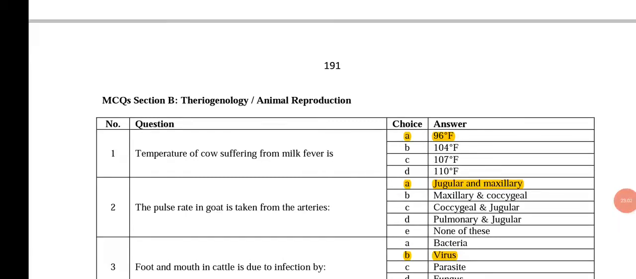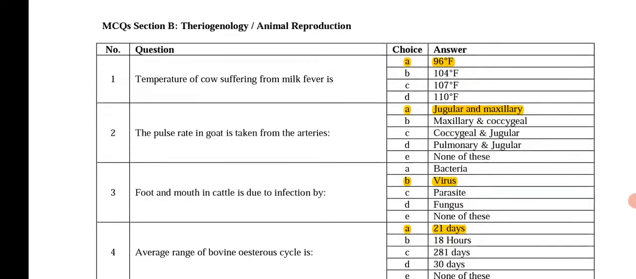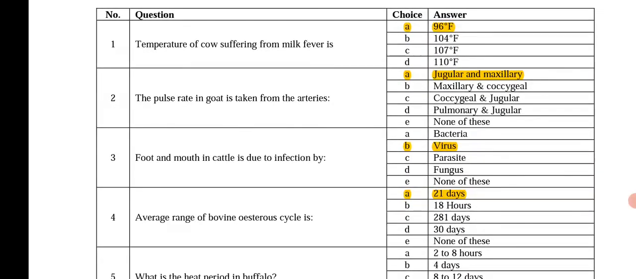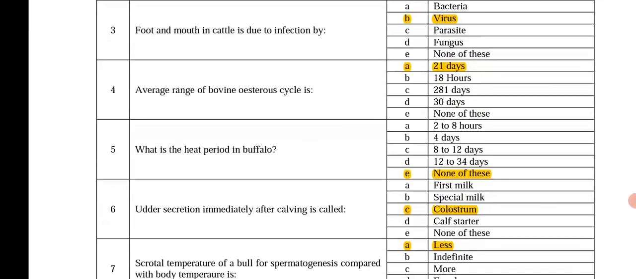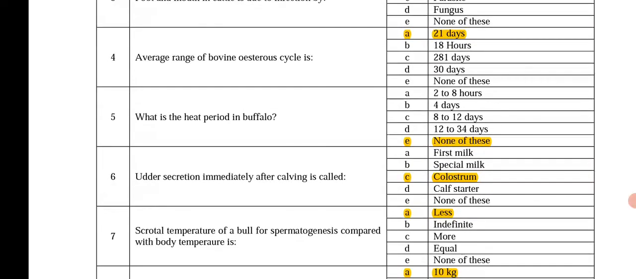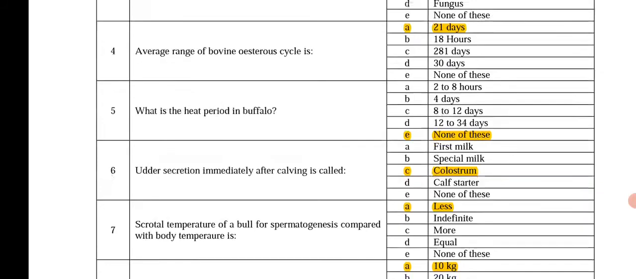Temperature of cow suffering from milk fever is 96 degrees Fahrenheit. The pulse rate in goat is taken from jugular and maxillary arteries. Foot and mouth disease in cattle is due to infection of virus, aphthovirus. Average range of bovine estrous cycle is 21 days. What is the heat period in buffalo? None of these. Udder secretion immediately after calving is called colostrum.